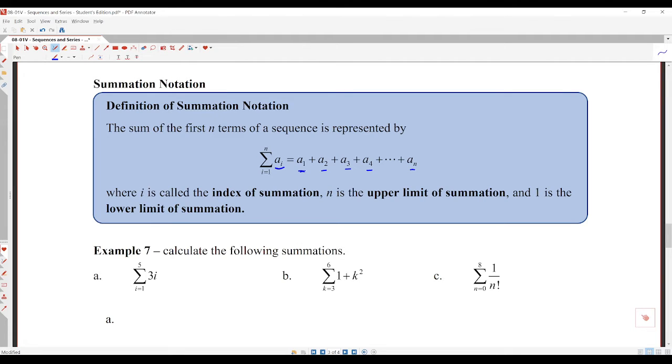We start with, in this case, the first term. We're adding up to the nth term. So we say, all right, let's start with 1. So we're going to call that the lower limit of the summation. And we're going to add up all the way to n. That's the upper limit of summation.